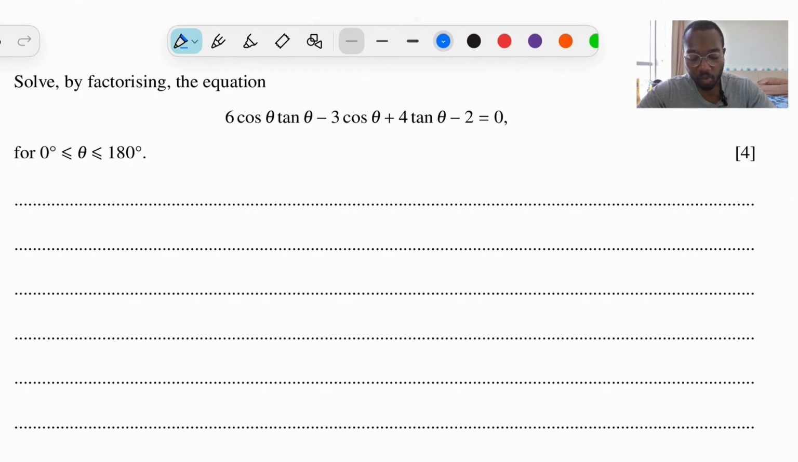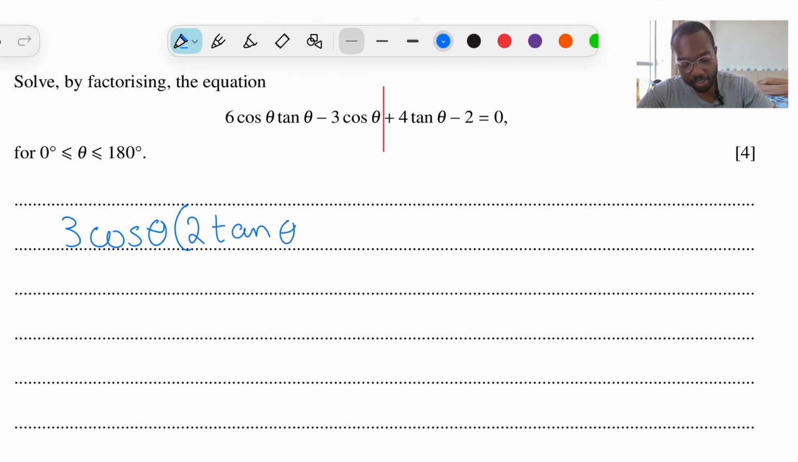What I'm going to do is split these up. I'm going to draw a line down the middle here, and I'm going to factorize these two separately. I'm going to factorize 6 cos theta tan theta minus 3 cos theta, and then I'm going to factorize the 4 tan theta minus 2. So let's do that. If I do the 6 cos theta tan theta minus 3 cos theta, what do we get? Well, we can take a factor of 3 out, and also a factor of cos theta. And then in the brackets, we would get a 2 tan theta.